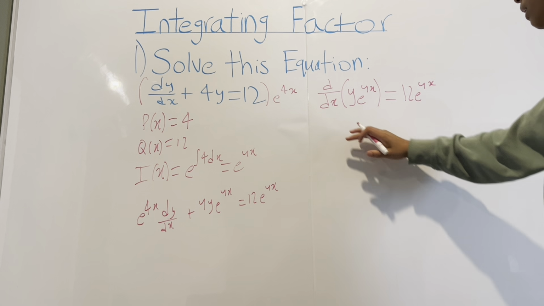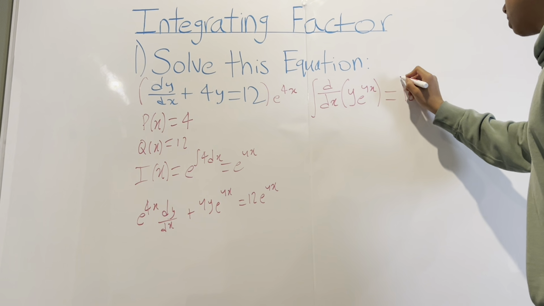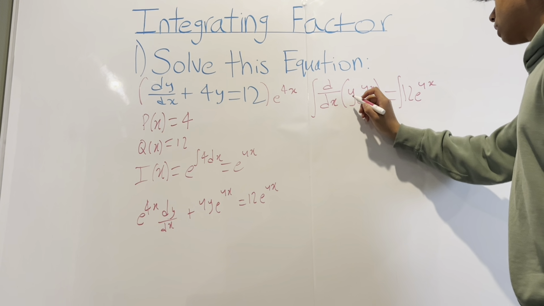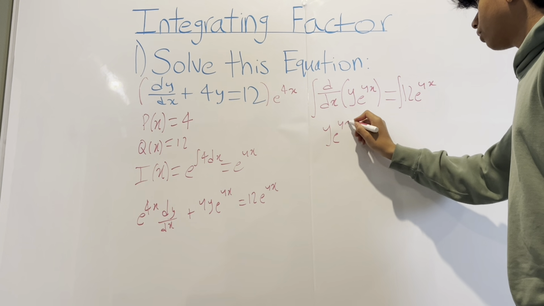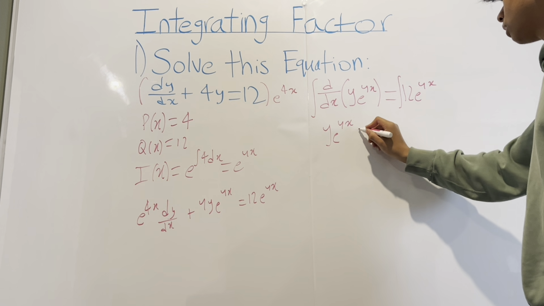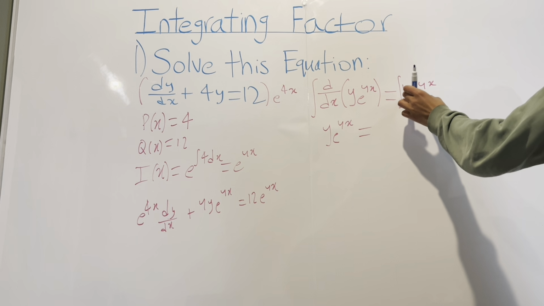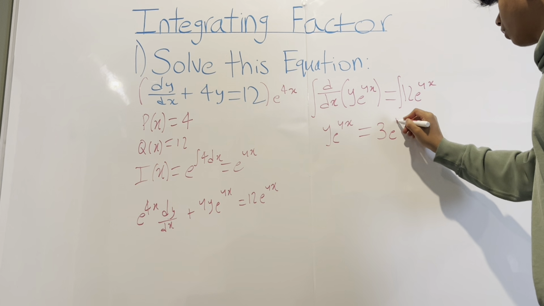And now to get rid of this derivative, all we have to do is find the integral, because that's just the opposite of the derivative. So if we take the integral of a derivative, we're just going to get the original function. So y e to the 4x. And now if we take the integral of this, it's just going to be 12 times 1 over 4, so 3 e to the 4x.